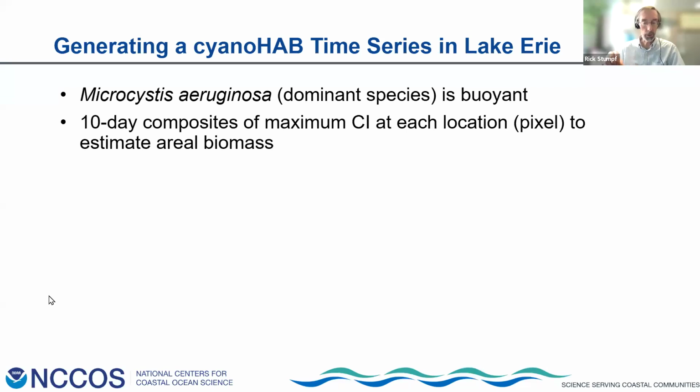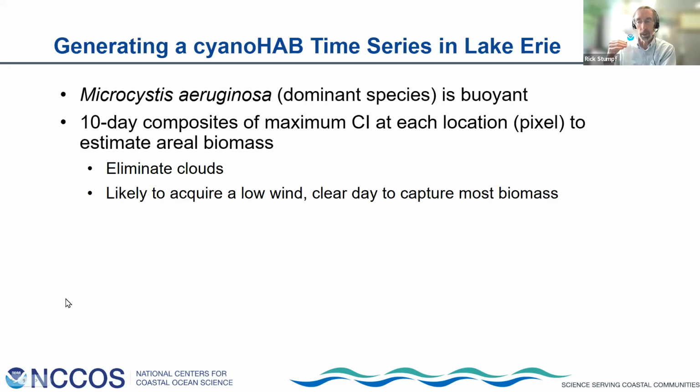Satellite sees the surface concentration. And if it's buoyant, that means on a calm day, all the bloom comes to the surface, and the surface concentration is capturing the total bloom at that location. If it's a windy day, then it ends up being mixed through the water column, so the surface concentration is lower because the bloom is dispersed through the water. So if we go over 10 days, we have a high likelihood of getting a cloud-free image and a low-wind clear day to work with. That way we're capturing how much was there during that time period.